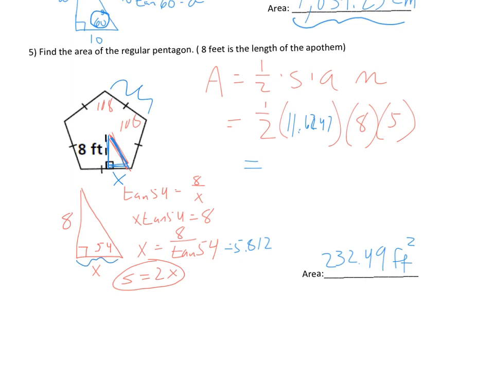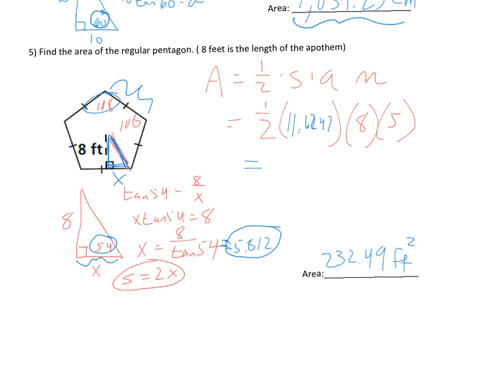You have to use the polygon sum conjecture to figure out there's 108 degrees for each angle of a regular pentagon. Half of that is 54. So I say the tangent of 54 equals 8 over x. Multiply both sides by x, divide both sides by the tangent of 54, and you get 5.812.